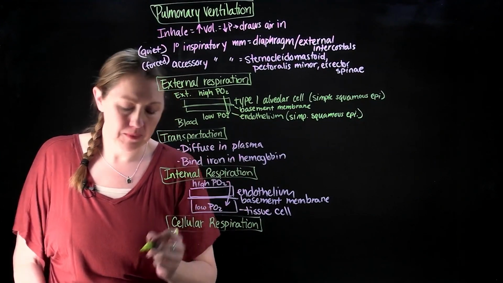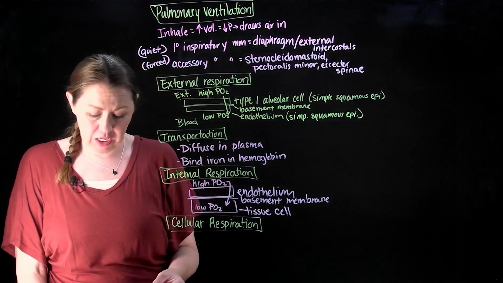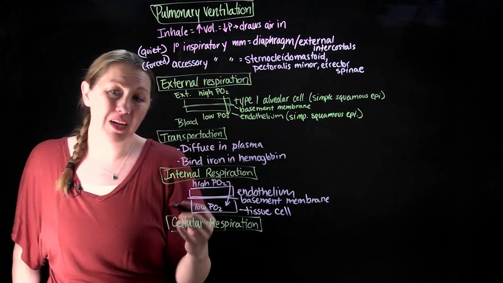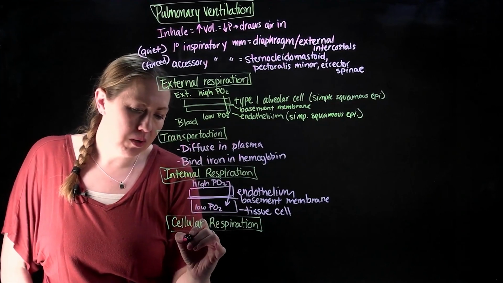What we're trying to do with cellular respiration is provide our body with energy. And to do that, we're going to break down glucose. This is our preferred way. We could break down other things, but let's stick with glucose. So we're going to break down glucose.